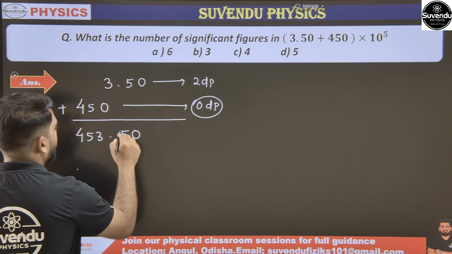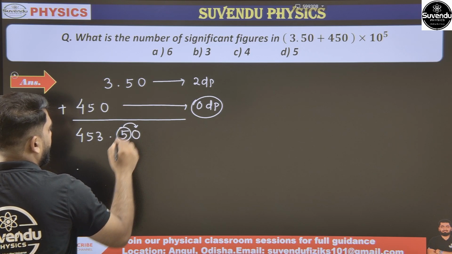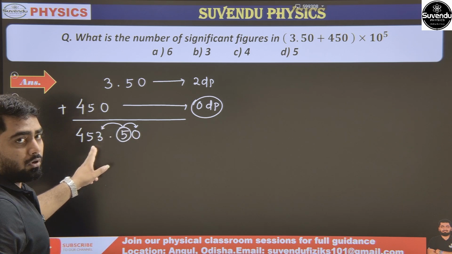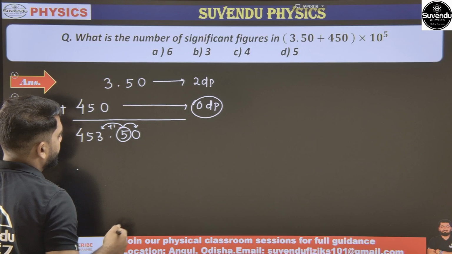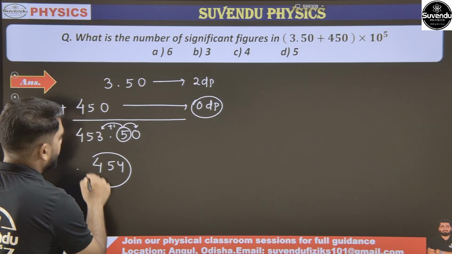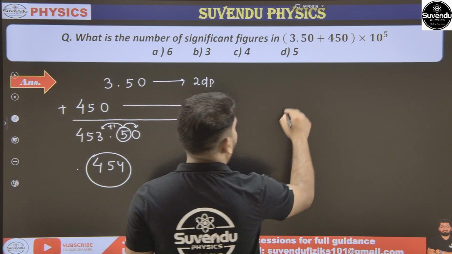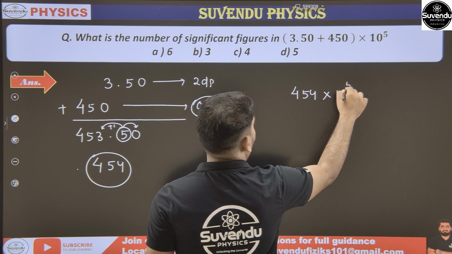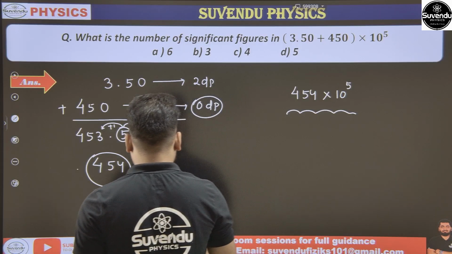क्या लिखना चाहिए हमको, देखो ये डिजिट टू बी ड्रॉप्ड इज 5 फॉलोड बाय 0, और प्रीवियस डिजिट ऑड है तो ऐड होगा. तो previous digit or preceding digit raised by 1 unit, so it will become 454. तो दोनों का एडिशन का रिजल्ट 454. तो आवर क्वेश्चन विल बिकम 454 into 10 to the power 5. ओके, तो इसमें how many number of significant figures are available?